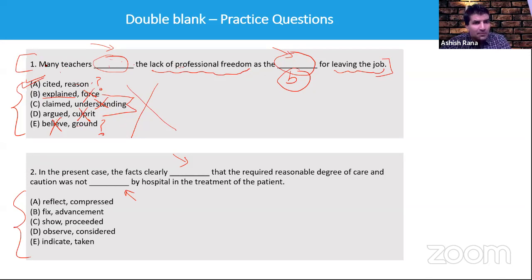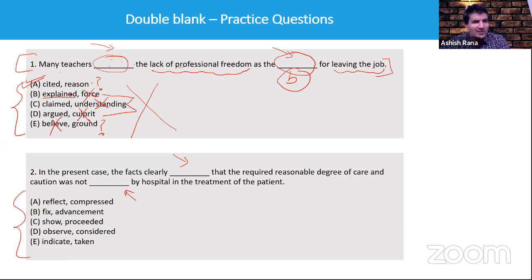So I said, many teachers dash the lack of professional freedom as the dash for leaving the job. That means I think a lot of people are leaving the job because of lack of professional freedom. This is what I understood. Okay. Now I looked at the options.